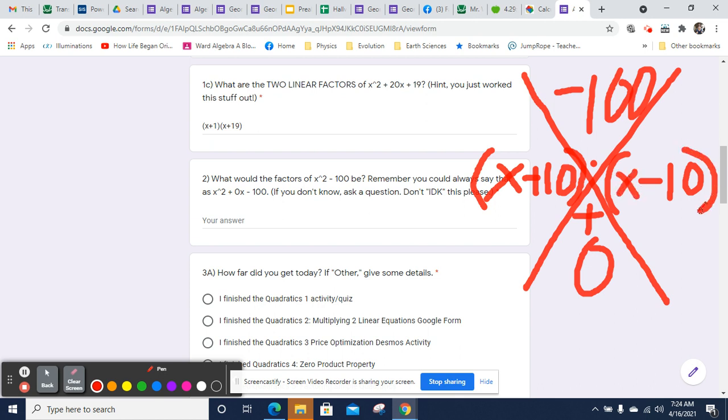And so we have the sum of the square root of x squared and the square root of 100, and we have the difference of the square root of x squared and the square root of 100. So this is a difference of squares. So x plus 10 times x minus 10. Hopefully that was helpful.